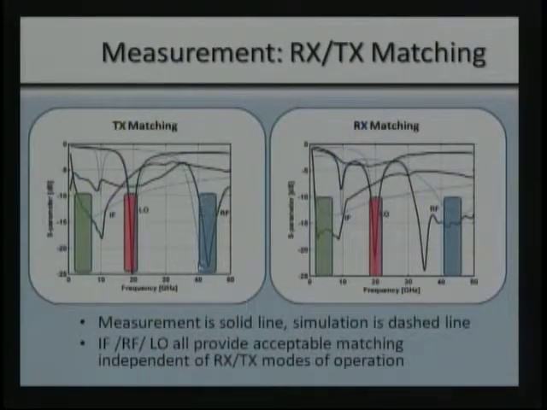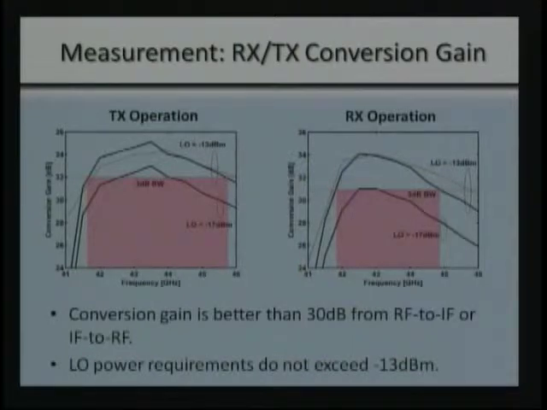And you can see from the blue squares at 40 to 45 gigahertz, in both cases, the RF is actually matched. So that's a good sign. The second thing that we looked at was the RX-TX conversion gain. So this is how much gain you get from the RF port to the IF port, or from the IF port to the RF port in the 2 modes of operation.